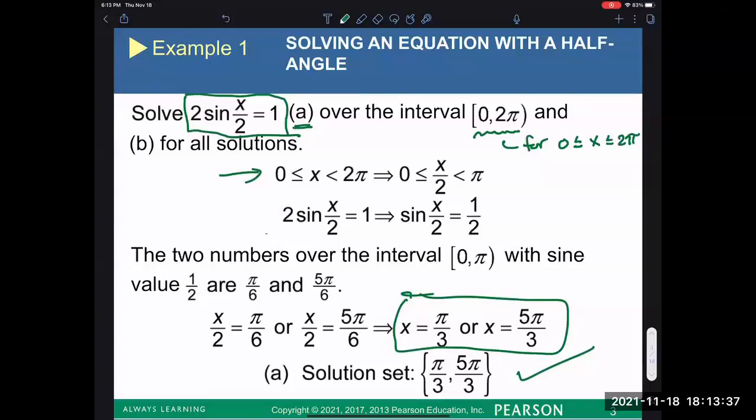Now, for part B, instead of just having these two solutions, we want to find all possible solutions. All solutions for part B. So how's that going to change things?